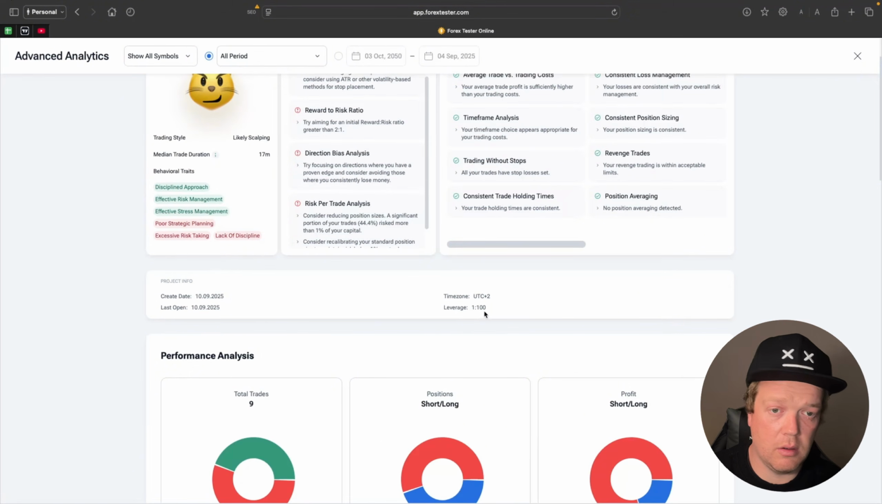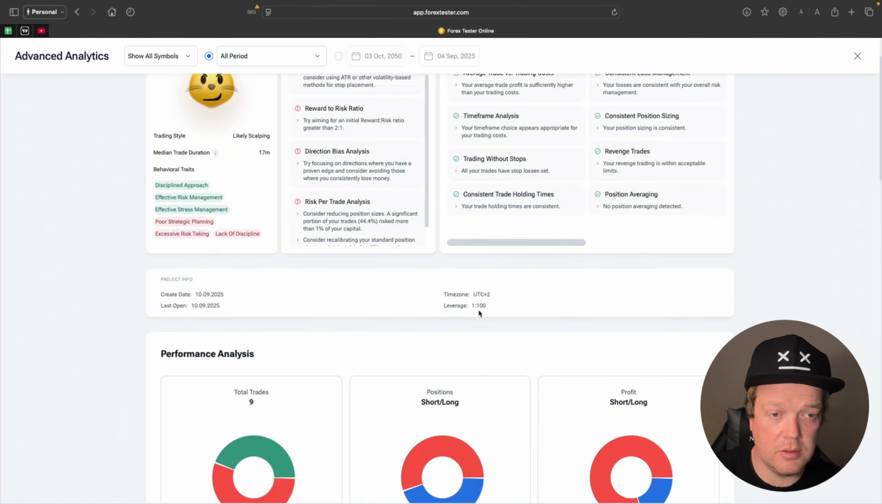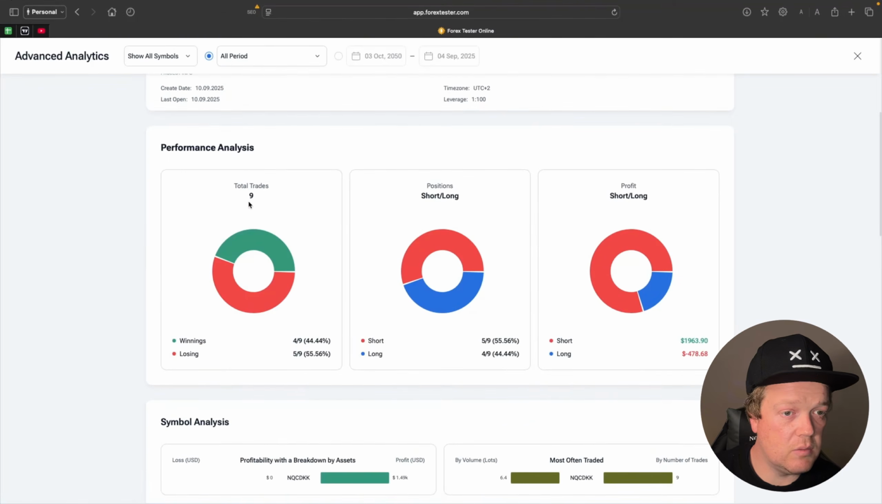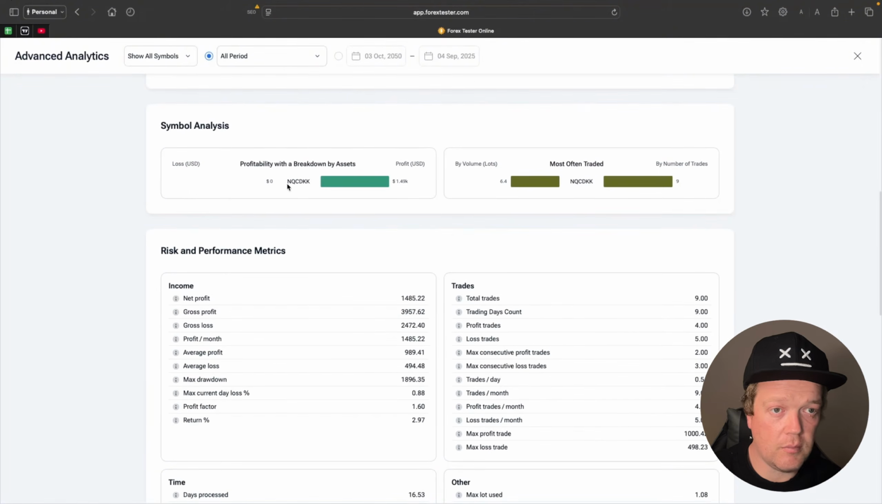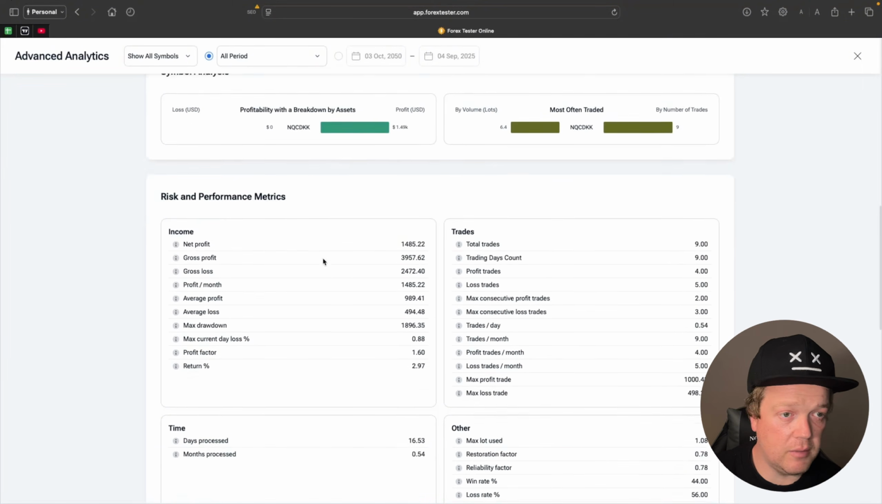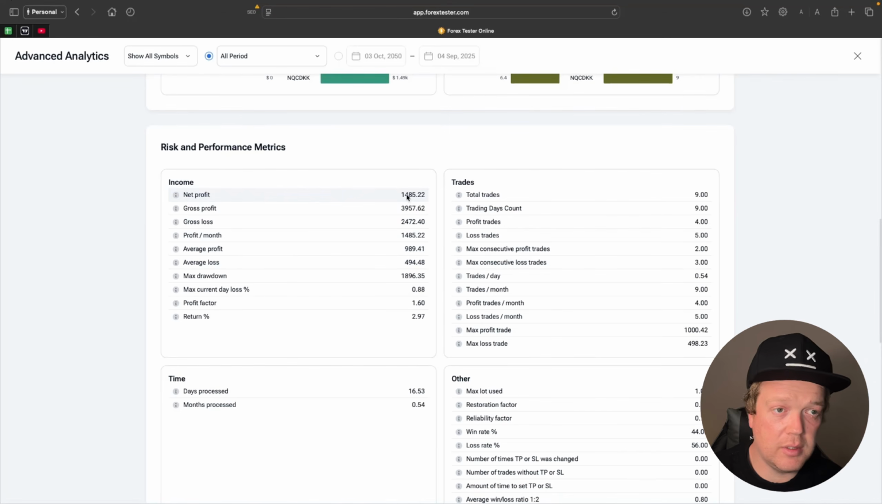We were here on leverage 100. Total trades was 9. 4 of them was winning, 5 of them was losing. 5 of them were shorts, 5 of them was long. We traded the pair right over here. Our net profit, our gross profit, gross loss, profit for the month, average profit.